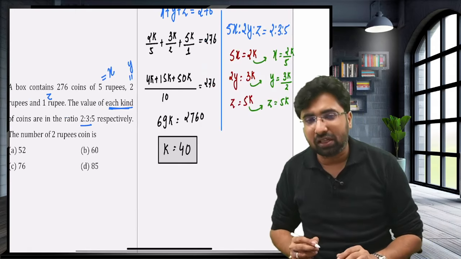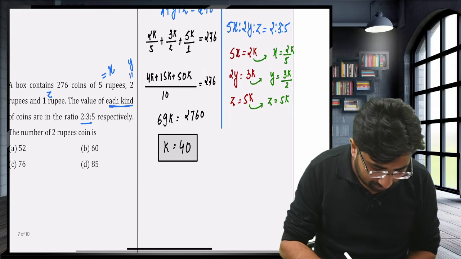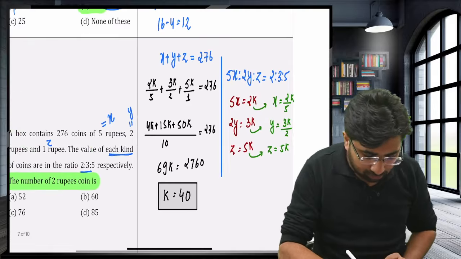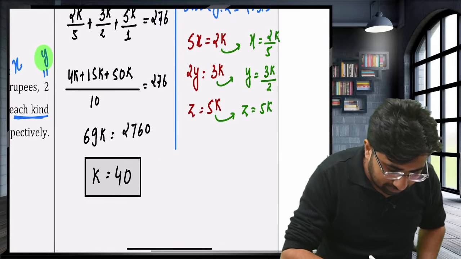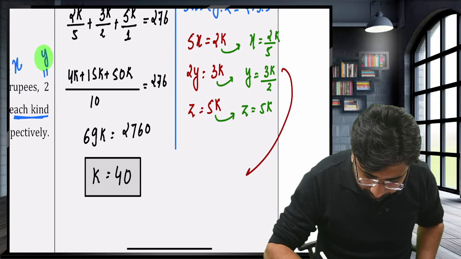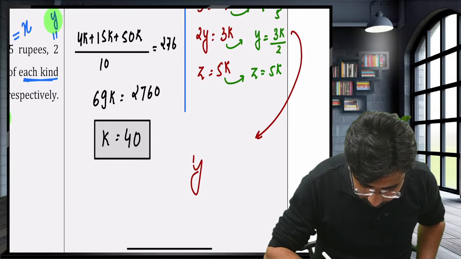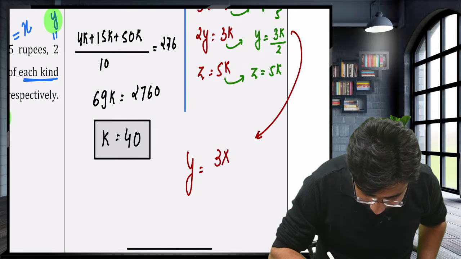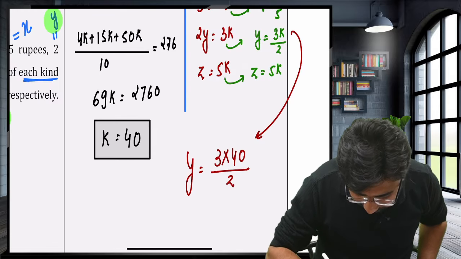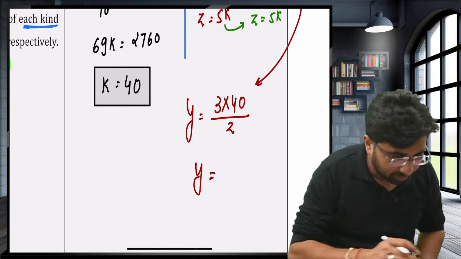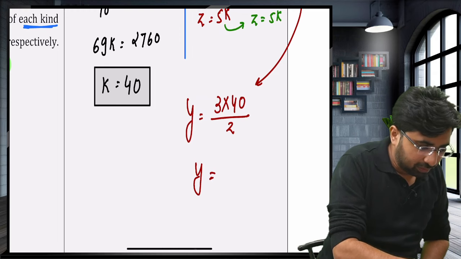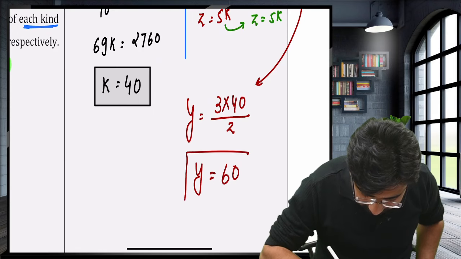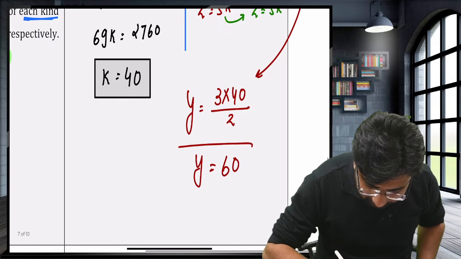But I need the number of 2 rupee coins. They are asking the number of 2 rupee coins. You have assumed the number of 2 rupee coins as y. We need to find the value of y. Let's find y: y is equal to 3 into k value, which is 40, divided by 2. So guys, how much is y? 3 into 40 divided by 2. Yes, 60 is the right answer.